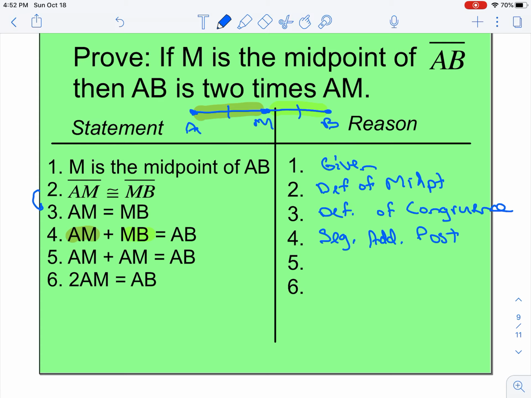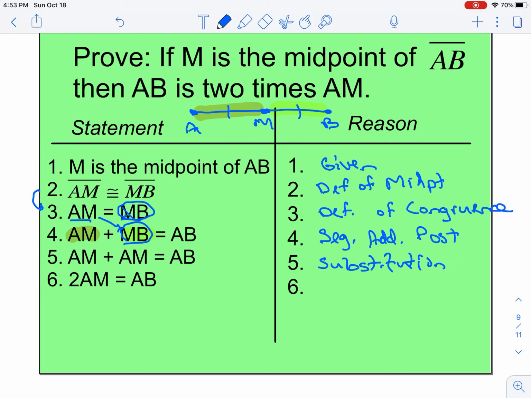And then we have AM plus MB is equal to AB. Well, what we did here, since AM and MB are the same, we can substitute what MB is equal to. So we can put the AM in there, which gives us step 5, and that would be substitution.